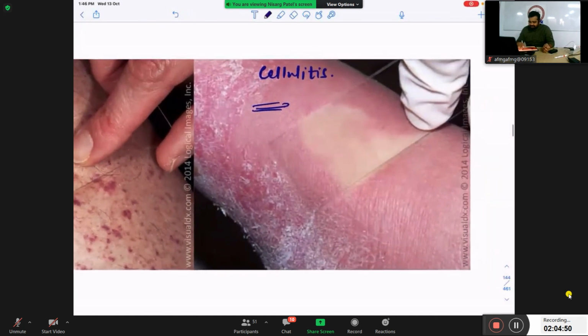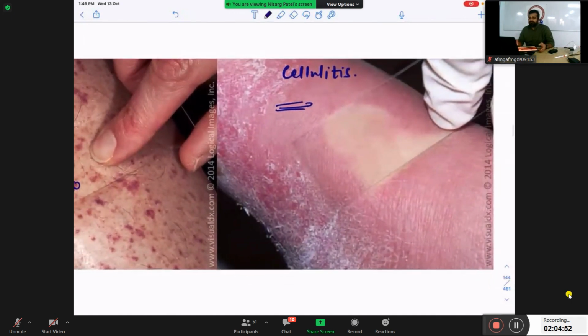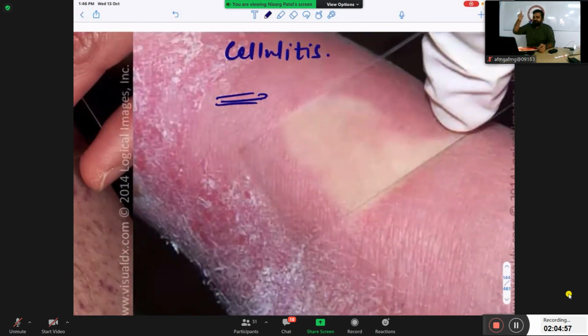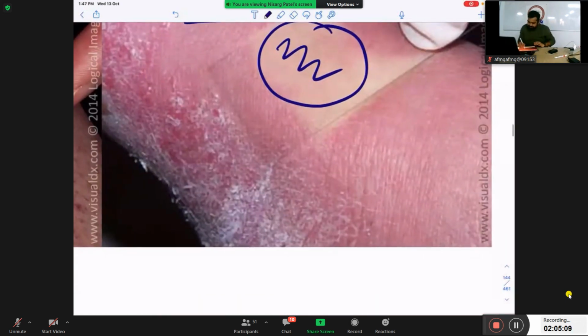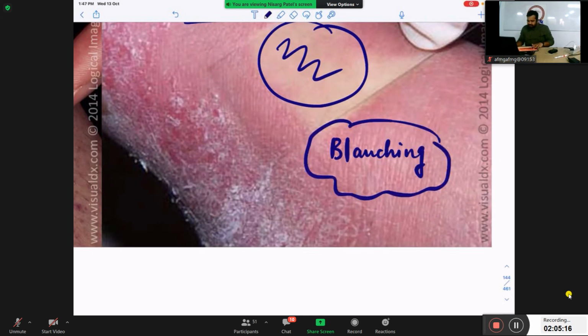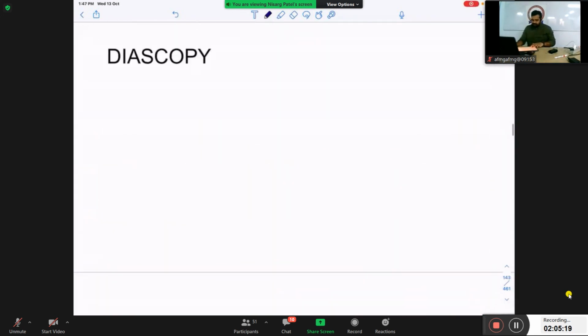It will remain the same even after pressing with the glass slab. But cellulitis or erythema develops because of vasodilation. So in vasodilation, when I press this region, I will disperse the blood and I will see the normal skin color. This response is known as a blanching response. So blanching is present in erythema. We will write down these 2 important points on diascopy.